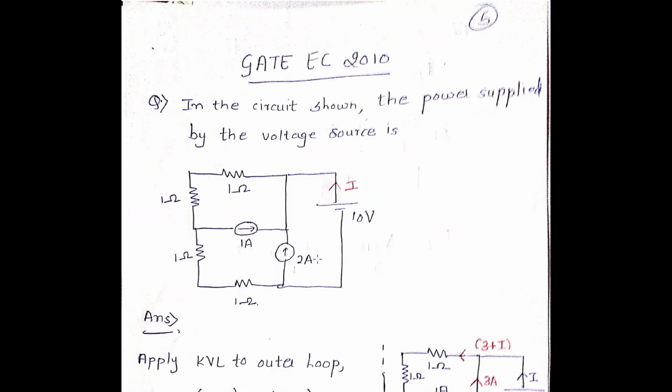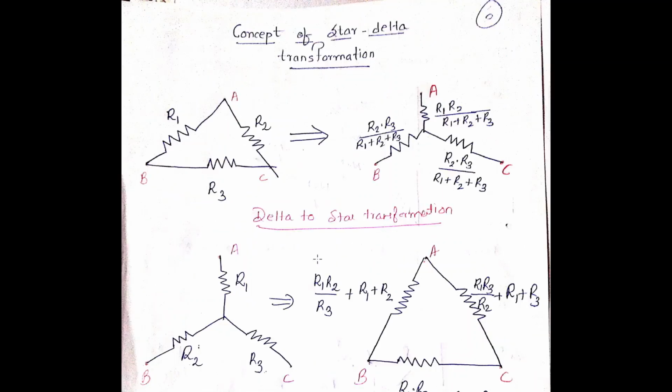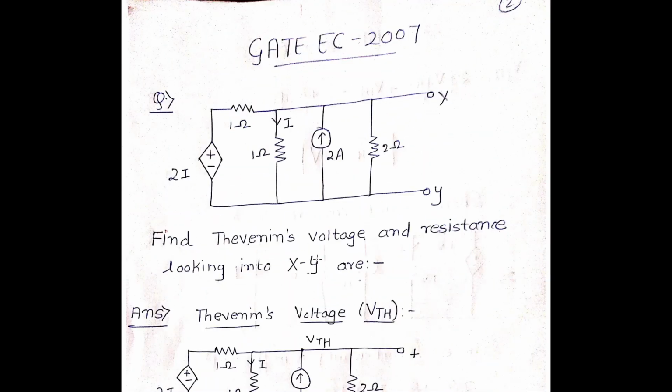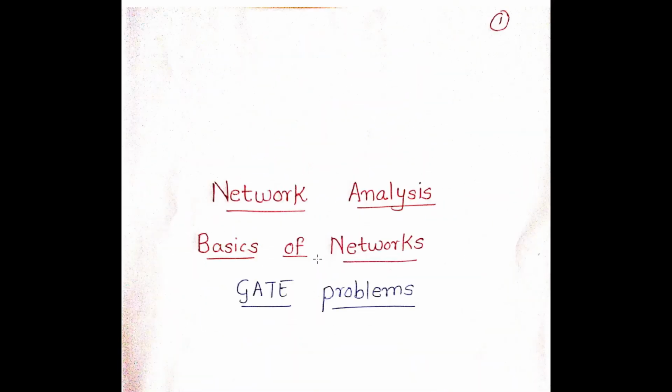The next GATE problem will revolve around simple KVL and KCL, and the next will revolve around star delta transformation. So we'll try to learn the concepts through these problems and learn how to implement and apply these concepts onto numericals. So we'll be learning these three problems. Please listen to this video completely.